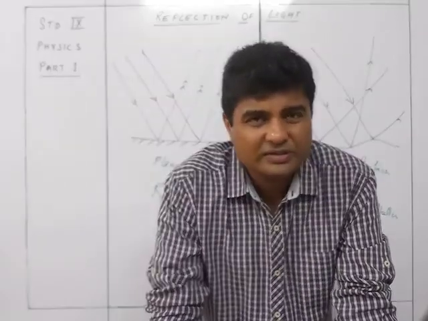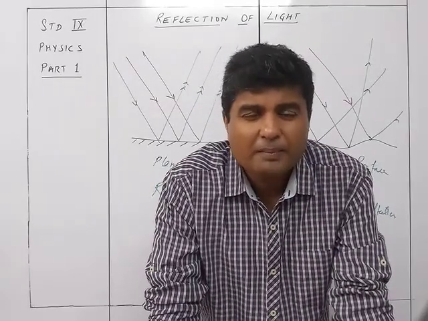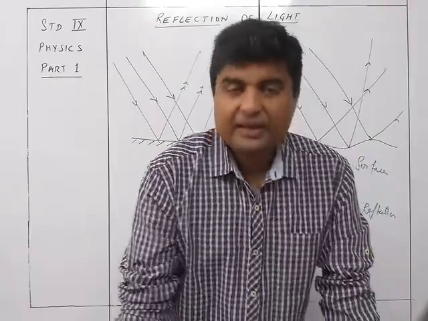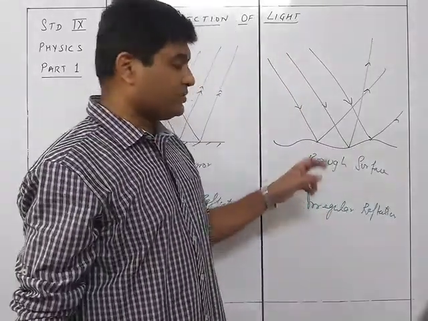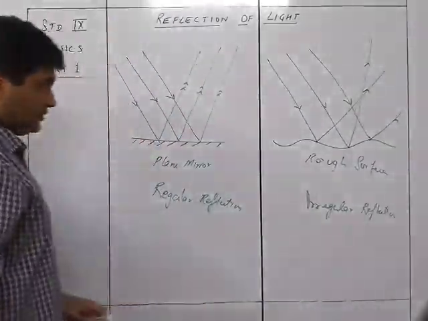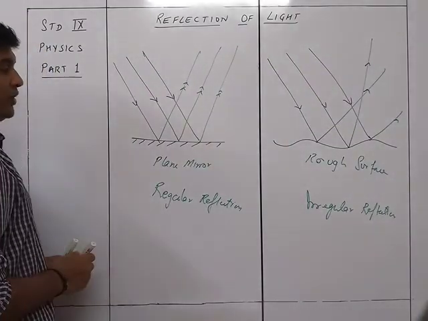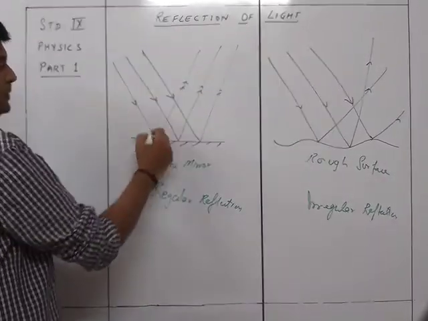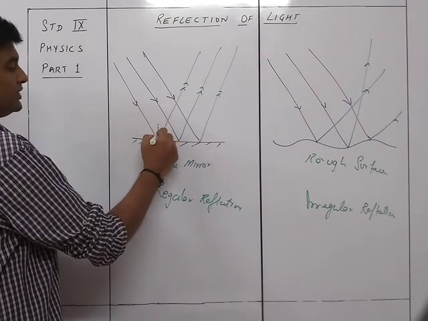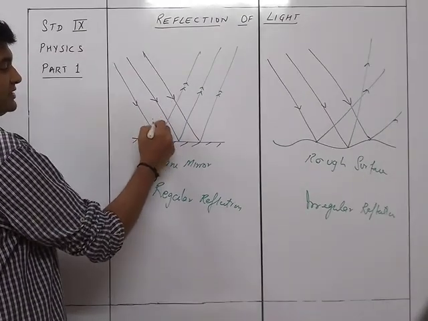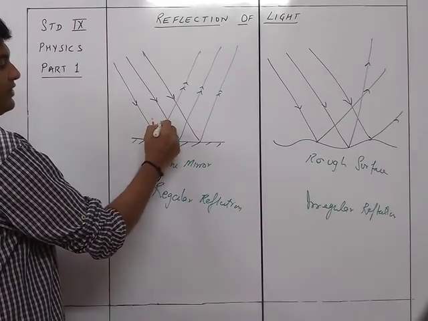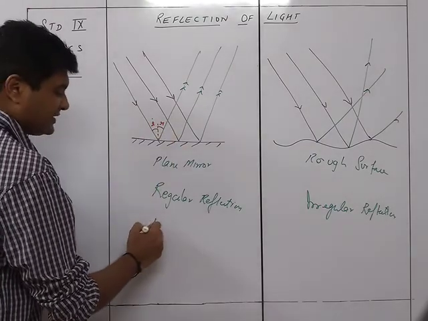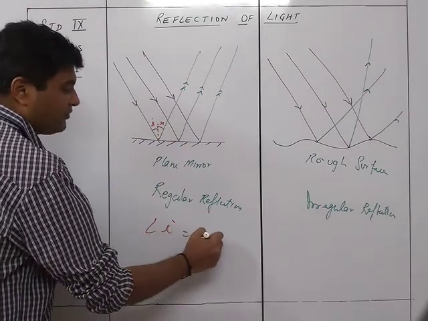So what is the law of reflection? I'll explain in a later part. But basically, the angle which the ray makes with the perpendicular to this line is called the angle of incidence, and this one is called the angle of reflection. Now the law of reflection says that the angle of incidence is equal to the angle of reflection.